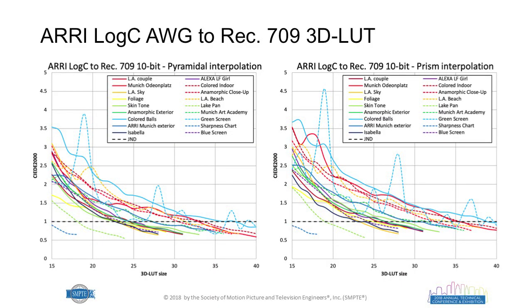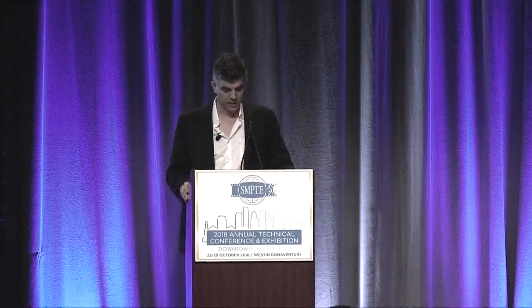Whoa. Okay. So these are all the images that we have tested. You have pyramidal interpolation on the left, prism interpolation on the right. They are pretty similar in terms of error production. There is a slight advantage to the pyramidal because, interestingly, it uses fewer vertices. But what's even more interesting is when we go to trilinear compared to tetrahedral.